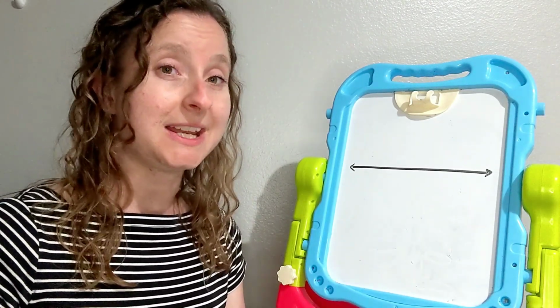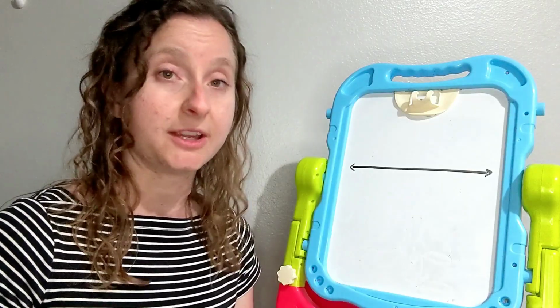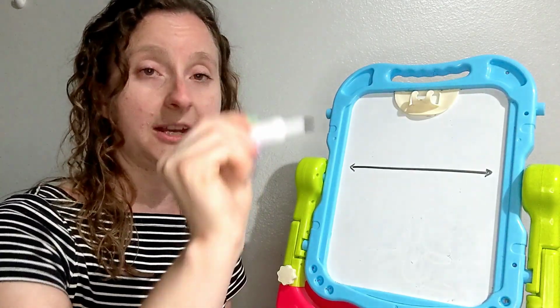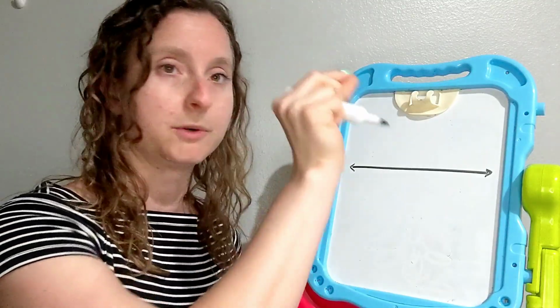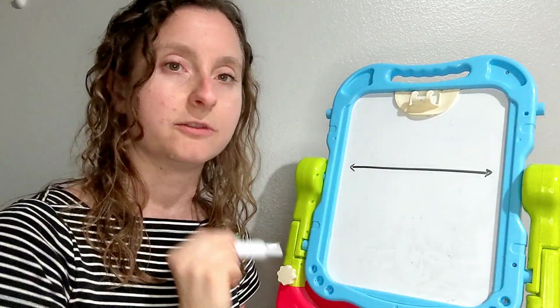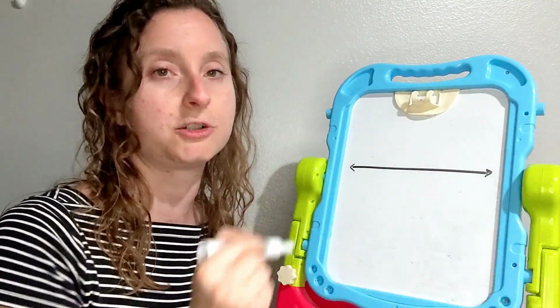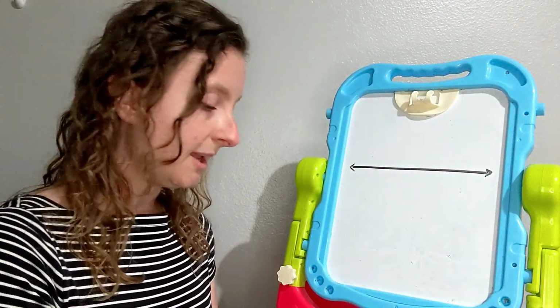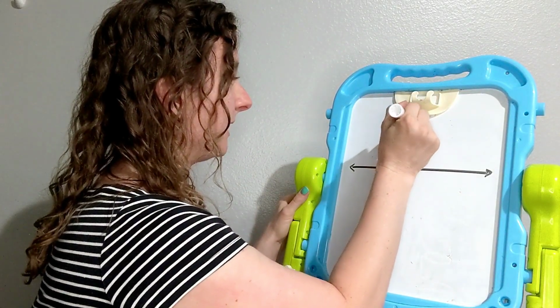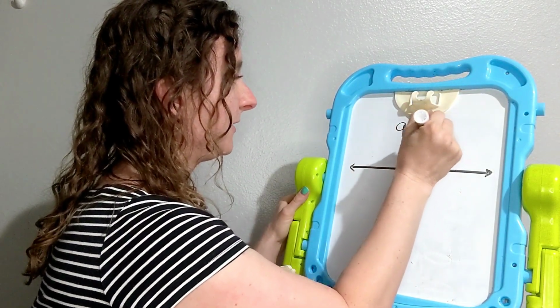So the difference between an open number line and a regular number line is that instead of having tick marks at regular intervals with numbers underneath, you can make the tick marks go as far as you need them to or as short as you need them to. So I'm going to take a problem like 92 minus 58.